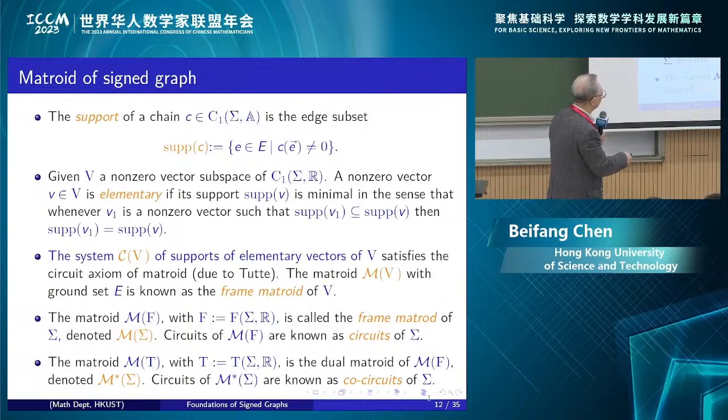So that's why sometimes we just use one matrix. This matrix is given, and we write down the dual matrix this way, so this one is equal to that one. And the circuit of this matrix is called the co-circuit of the frame matrix.